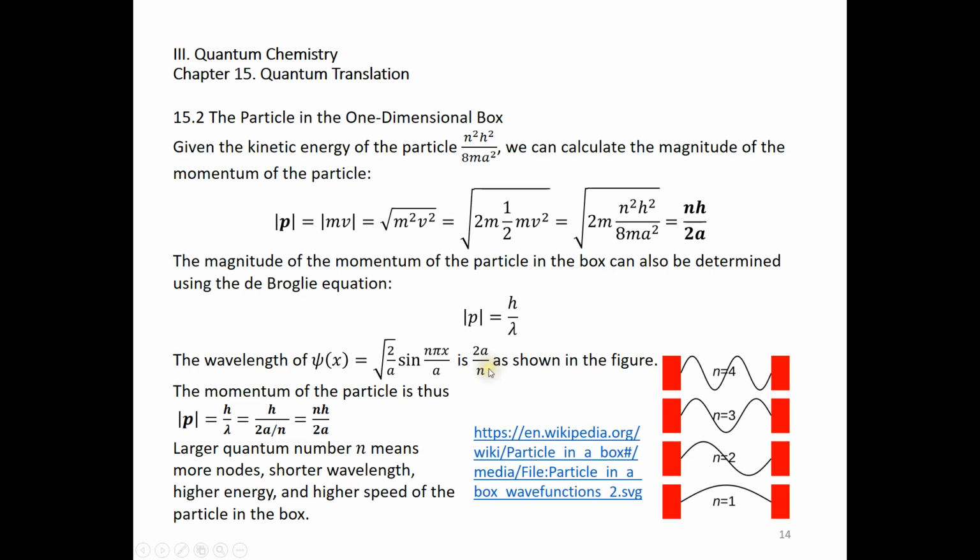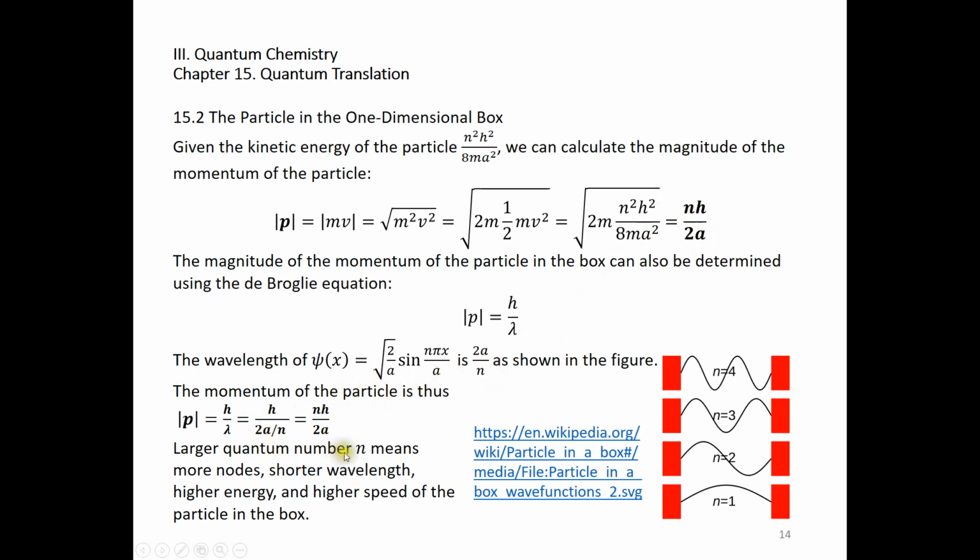So once we have the expression for the wavelengths, we use this de Broglie equation or de Broglie relation to compute the momentum. h over lambda is simply h over 2a over n, and then it's just nh over 2a. So when we use the de Broglie relation, we have nh over 2a as the momentum. Or we can use the other equation, and we get nh over 2a. So at least the results are consistent.